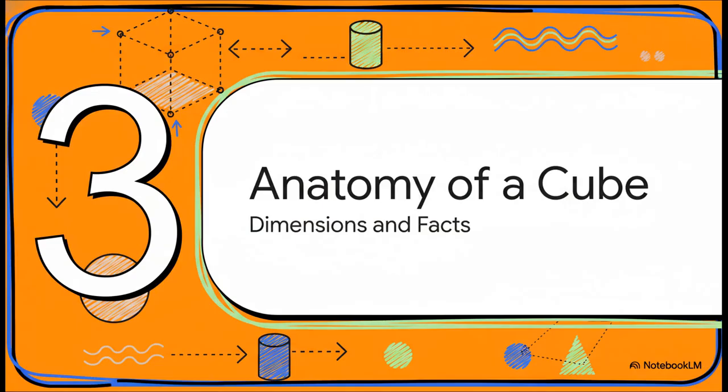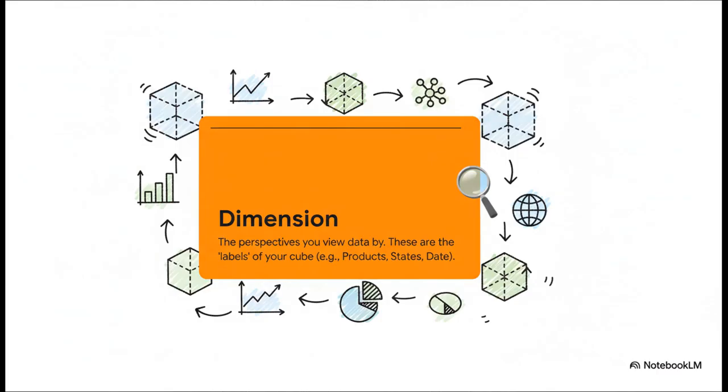Okay, so now that we have this idea of a cube in our heads, let's learn the lingo. Because really, a data cube just has two main parts you need to know about: dimensions and facts. First up, we've got dimensions. These are just the perspectives, the categories you use to slice up your data. They're the labels on the sides of your cube. So in our little example, our dimensions were product, state, and date. Think of them as the by what in your question. Sales by product, sales by state.